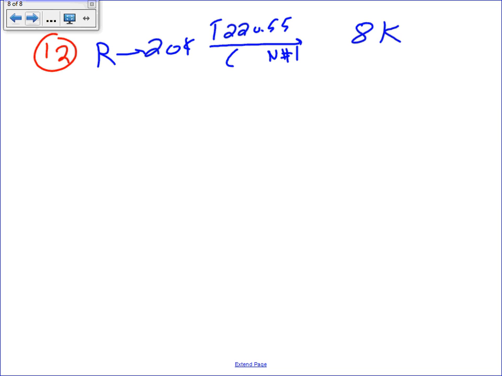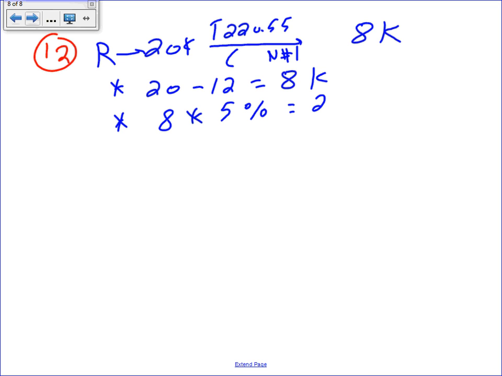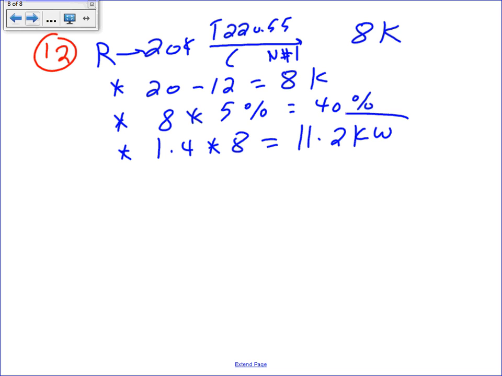Now we need to increase. You take the 20 minus 12, gives you 8K, right? Then you take the 8, multiply it by 5%. That will give you what? What's 8 times 5? 40? 40%. Then your demand will be 1.4 times 8. How much? 11.2 kW. Does that make sense what we did, guys? Because it's more than 12?